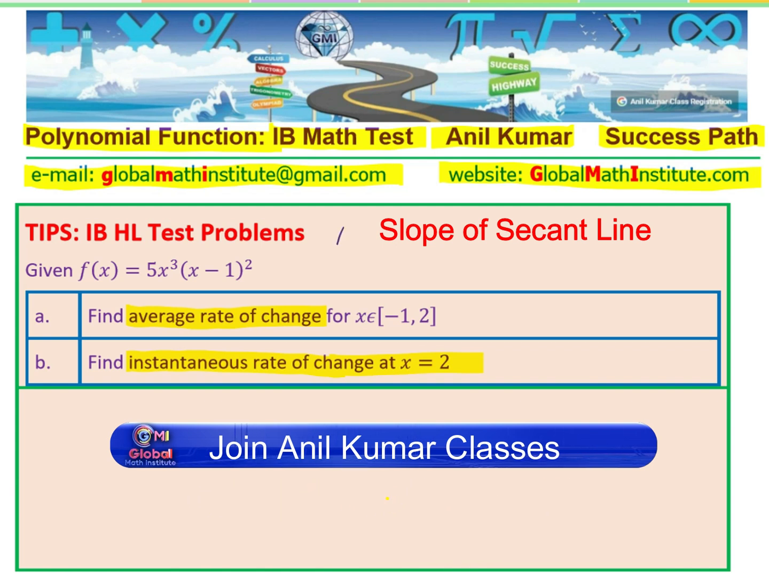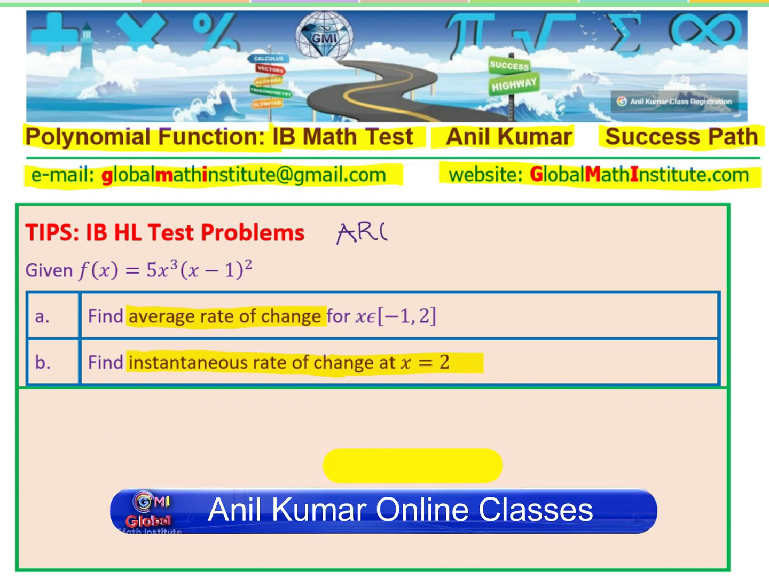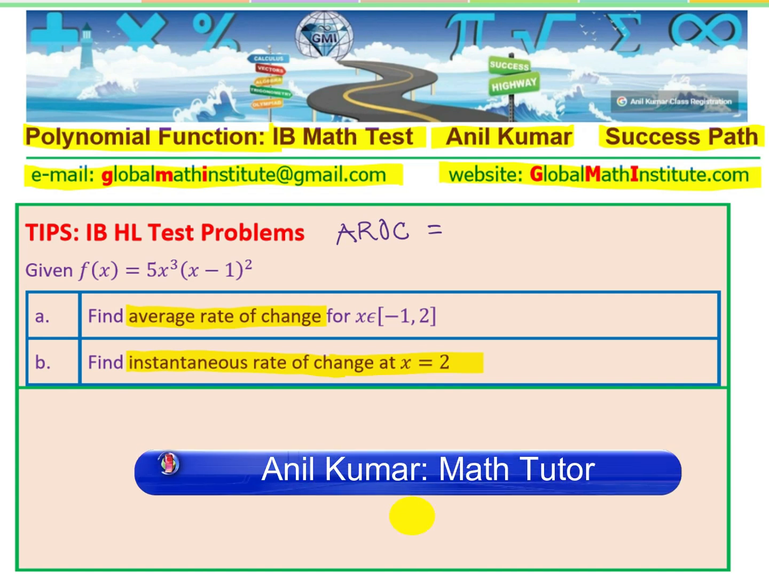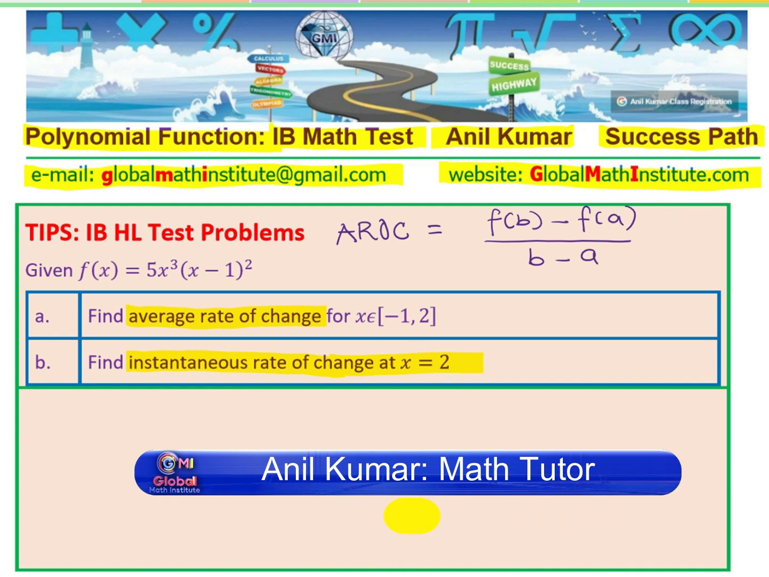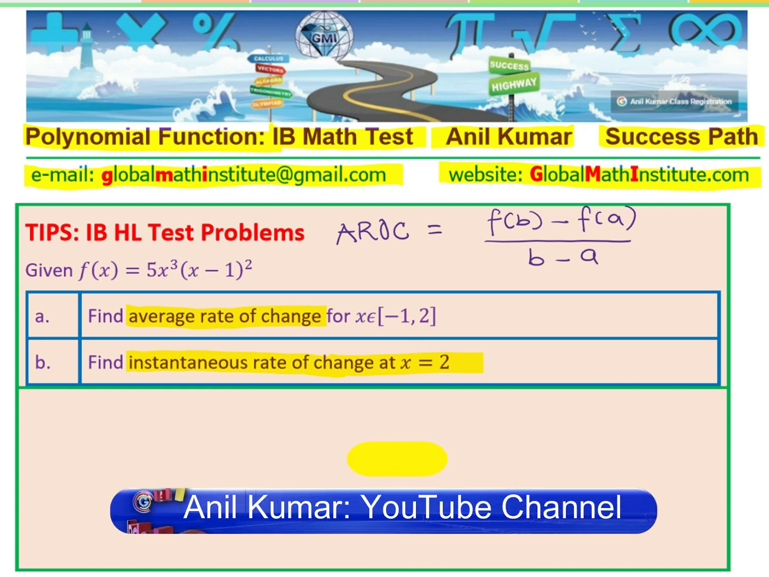Now, what is the average rate of change? Let's start there. Average rate of change is between any 2 points. It's like the slope of a secant line, right? So let's say the points are a and b, then f of b minus f of a over b minus a gives us the average rate of change. In this particular case, we are given the points from -1 to 2.